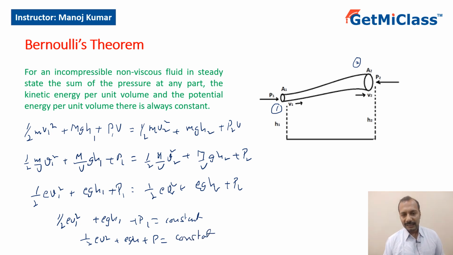So the sum of kinetic energy per unit volume, potential energy per unit volume and pressure energy per unit volume is constant.